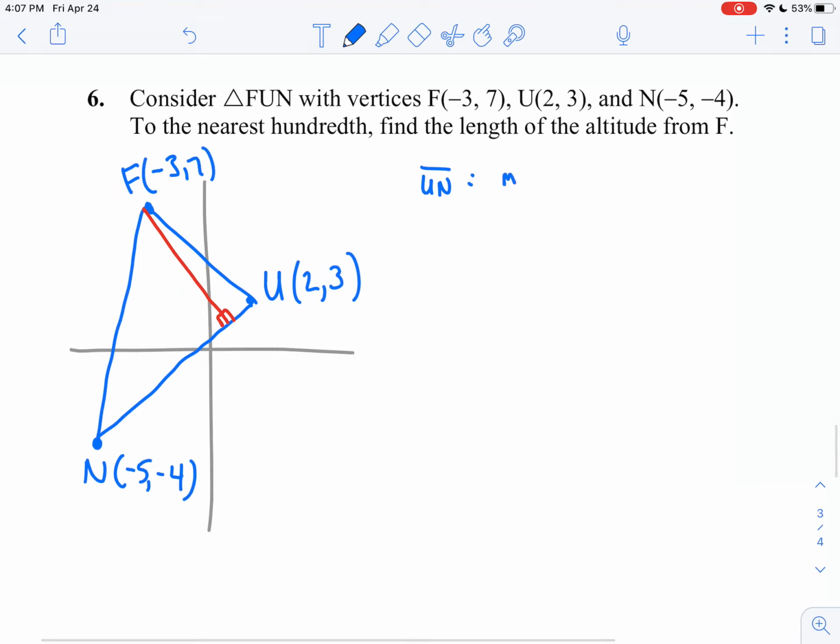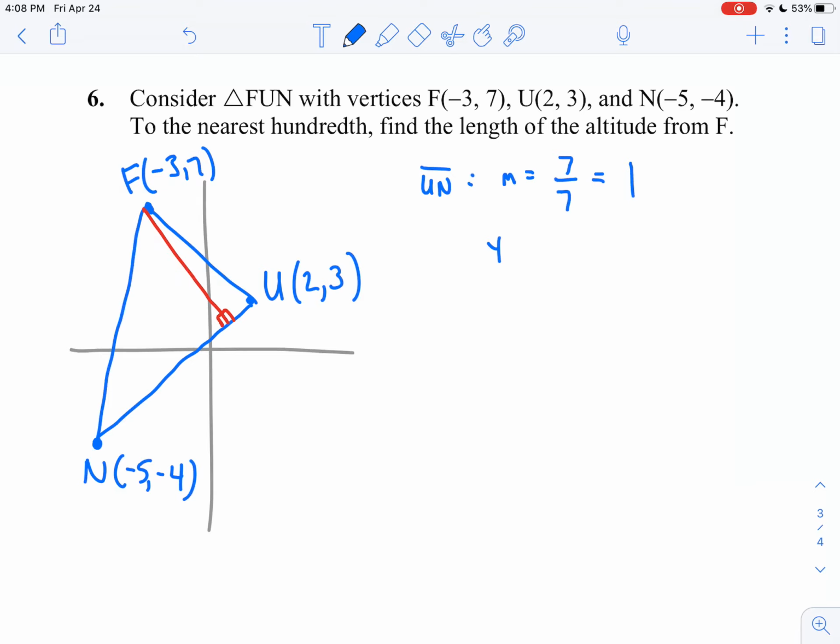Just like we did in the above problem, we need the slope: 3 minus negative 4 over 2 minus negative 5. That's amazing. I actually just made this problem up for you this year, and I did not intend for the numbers to be that nice. Now we're going to use point slope. You can choose U. You can choose N. It doesn't matter. I like 2, 3.